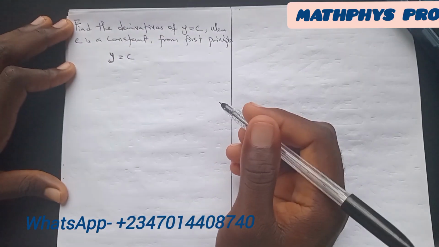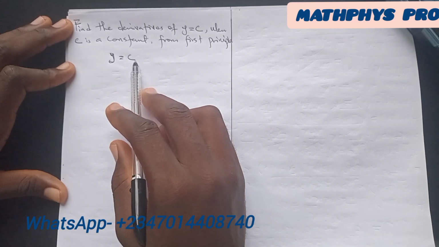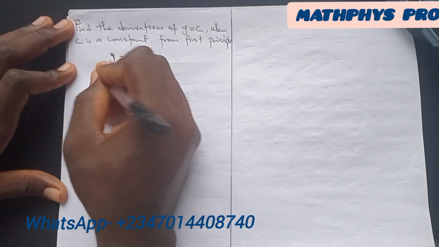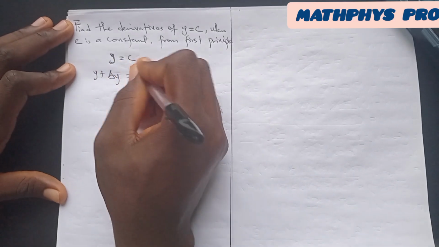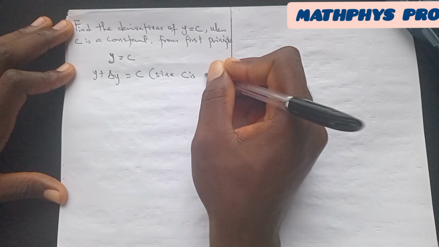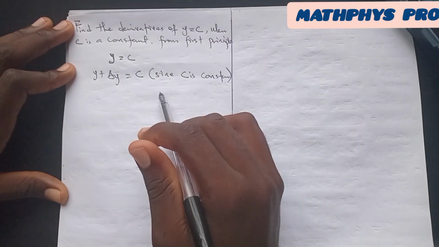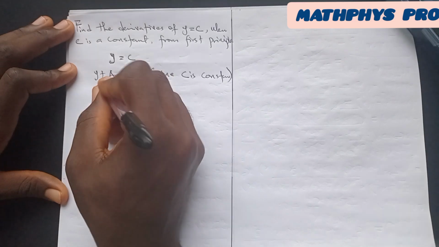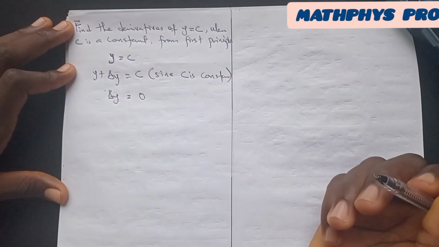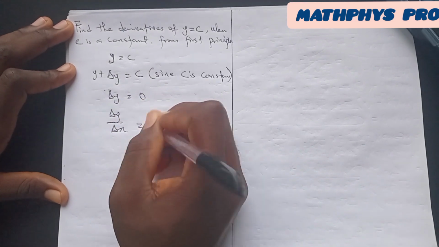And wherever you see y, put y plus change in y. So remember that y is what? C is a constant. So you can say that y plus change in y is equal to c. Don't forget that since c is a constant, there's nothing like change in c. So we can say that change in y is equal to 0, and change in y over change in x is equal to 0.